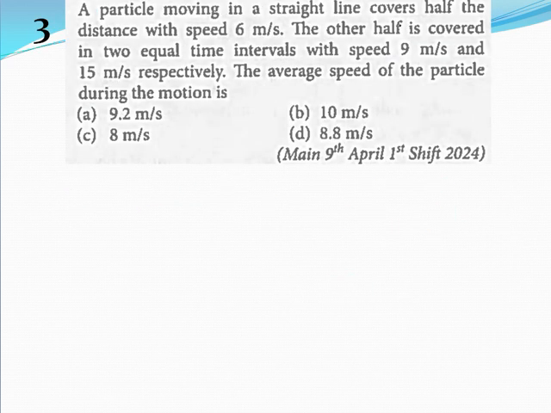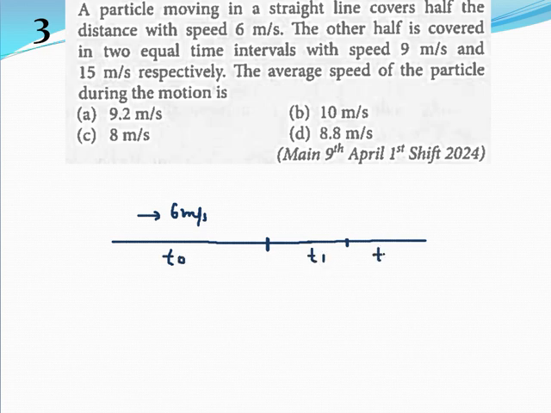A particle moving in a straight line covers half of the distance with a speed of 6 meter per second, and the other half in two equal time intervals. Suppose this is t0 time interval and this one is t1, then this one is also t1. They have written that the other half is covered in two equal time intervals with speeds of 9 meter per second and 15 meter per second.